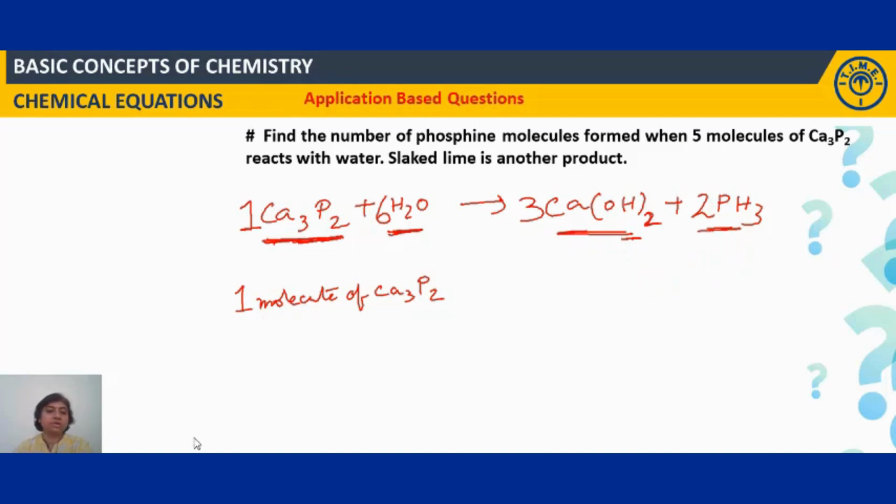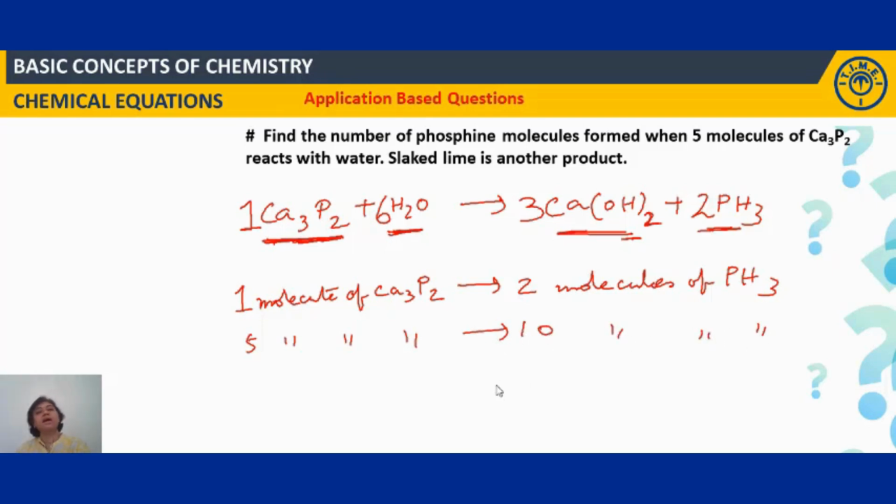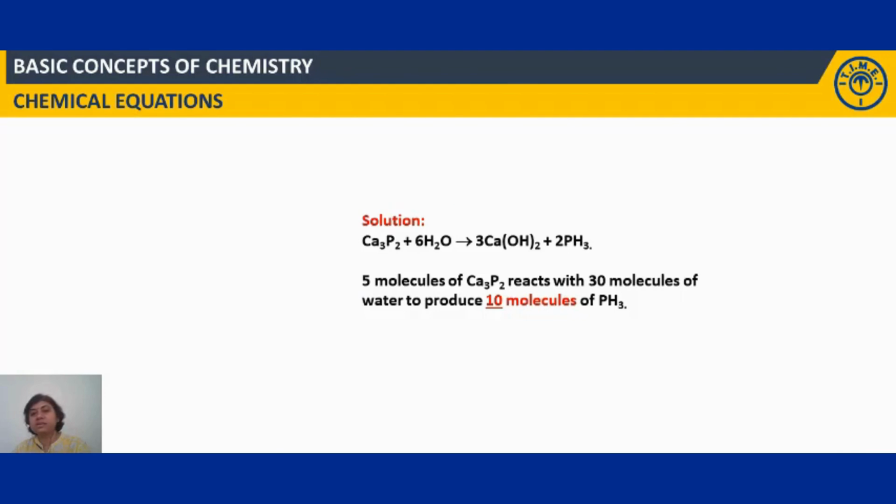You don't stop your writing, you can carry on because everything is explained and you can do it now. 1 molecule of calcium phosphide gives 2 molecules of phosphine, that is PH3. Then 5 molecules of calcium phosphide if we take, then the number of phosphine molecules will be 5 into 2, 10 molecules of phosphine. Understood? Clear? Okay. So let's see the solution and then we'll move on to the next question. Solution, you can see the balanced chemical equation and the 10 molecules of phosphine.